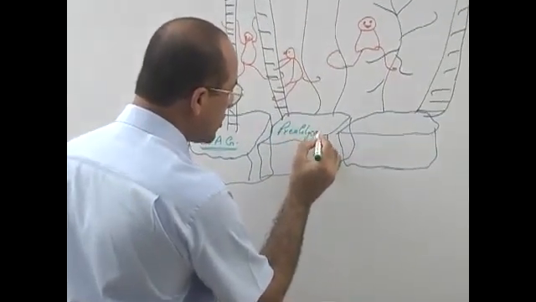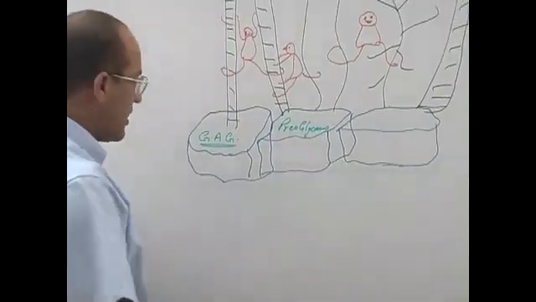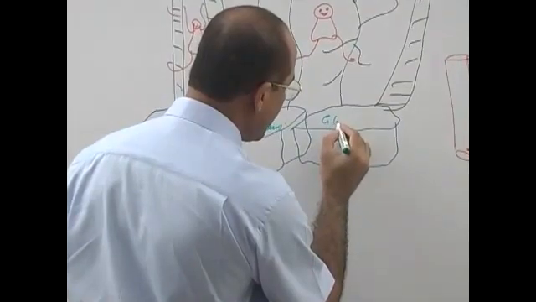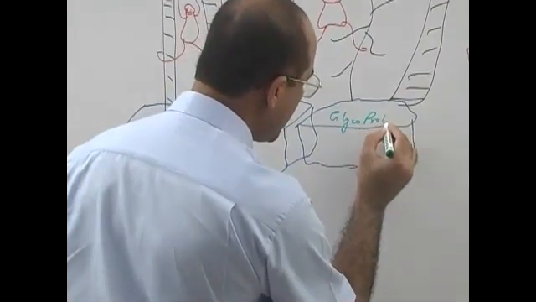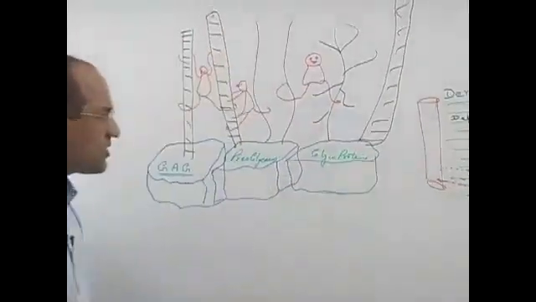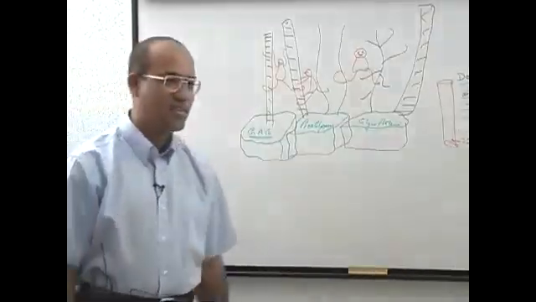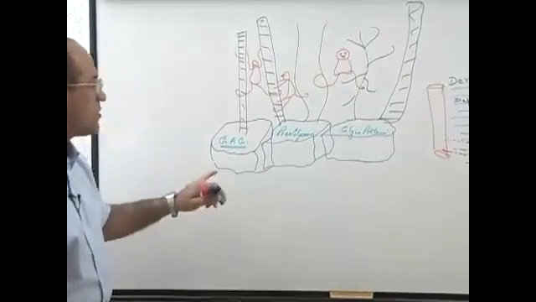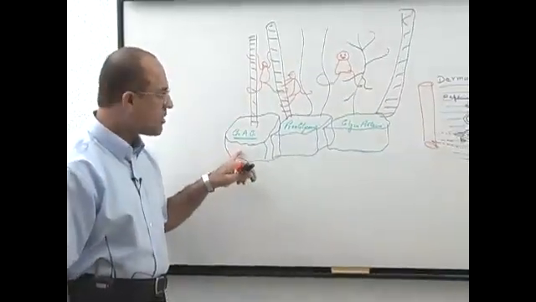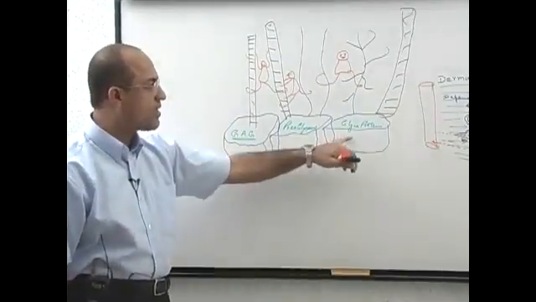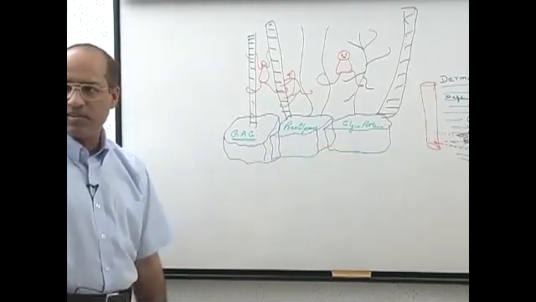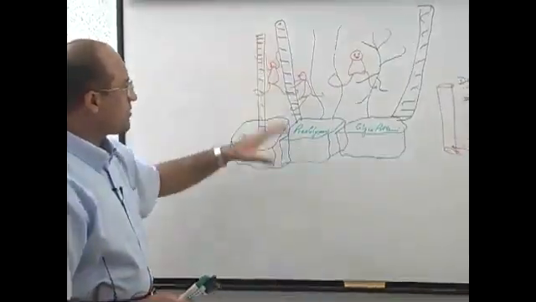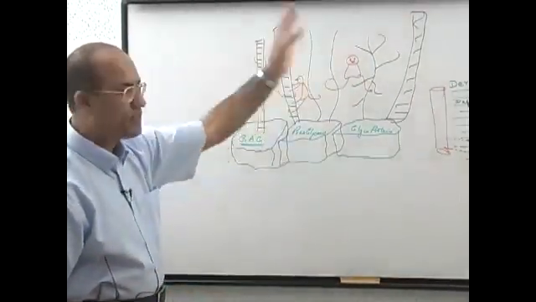Then there are proteoglycans. I will go into detail of all of them, don't worry. The glycosaminoglycans, the proteoglycans, and they are glycoproteins. So these are the ground substance. You take any tissue in the body, right? It will have ground substance which will be made of glycosaminoglycans, proteoglycans, and glycoproteins. Number one.